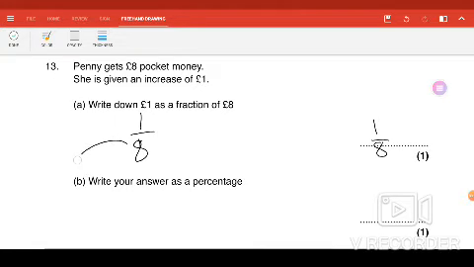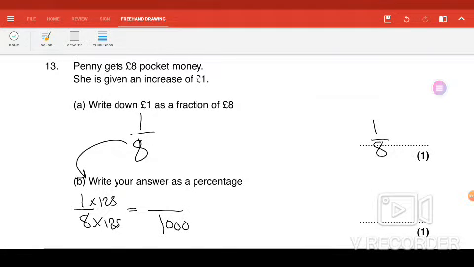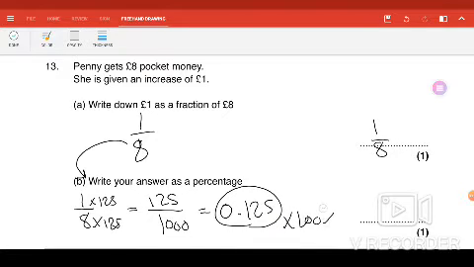Okay, for this question you can multiply by 100, or you can convert this to decimal first. How to convert this to decimal? Multiply by 125, as we said in the class. So this will be 1000 and this will be 125. So the answer will be 0.125. When you multiply this by 100%, this will be 12.5%.